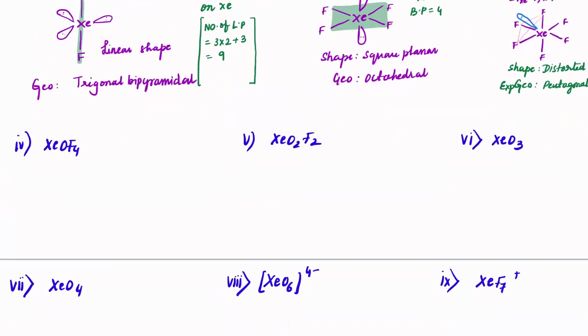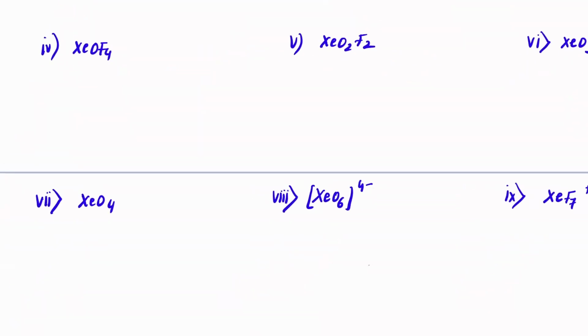See the next cases. Next one, XeOF4, steric number half of 8 plus 4, so that is 6, which makes it sp3d2. And if you notice the number of bond pairs, out of 6, there are 5 atoms here. So 5 connections can be established. So 5 bond pairs, and lone pairs would be 1.